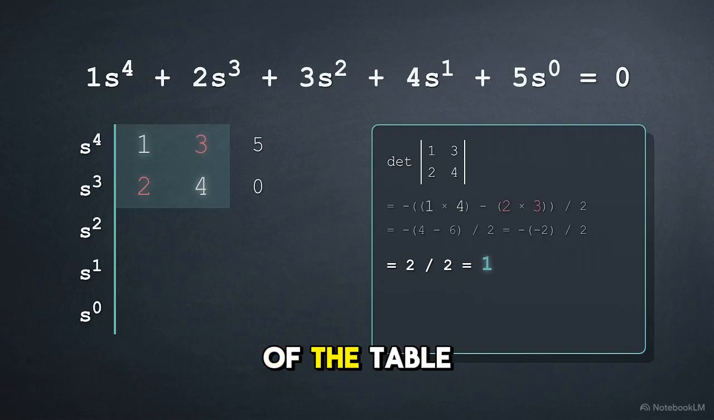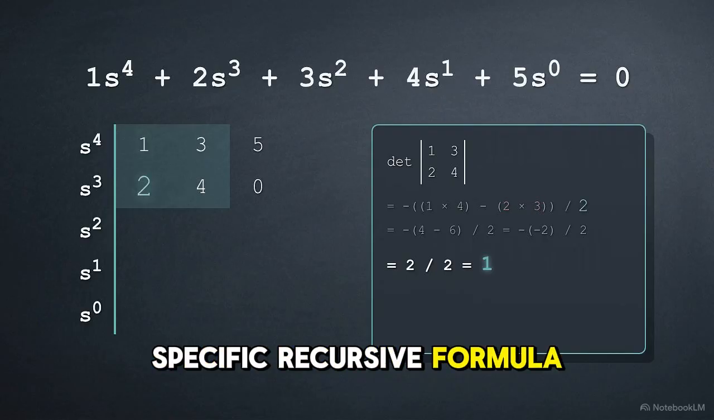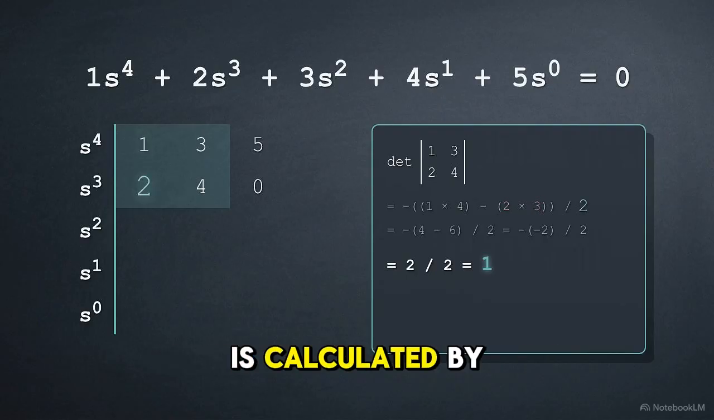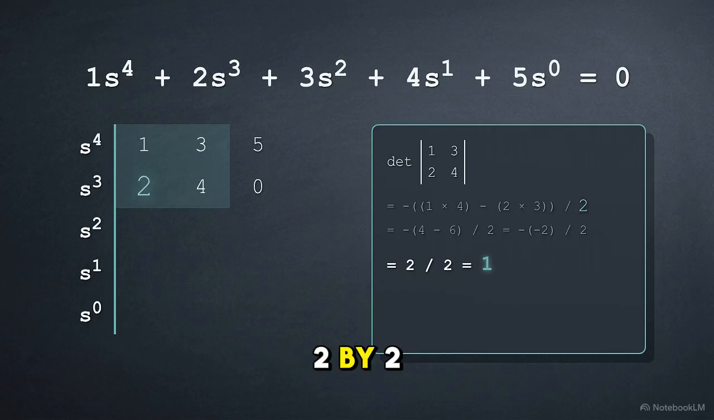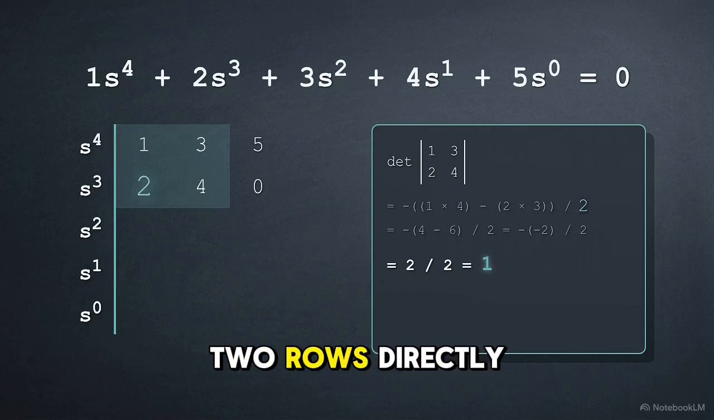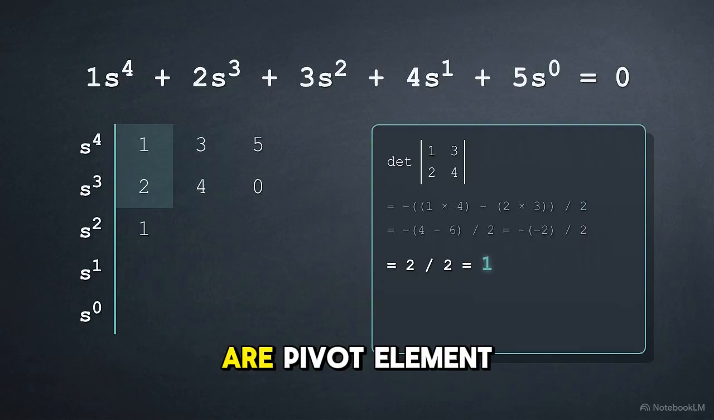To generate the rest of the table, we use a specific recursive formula. Every new element is calculated by taking the negative determinant of a 2x2 matrix formed from the two rows directly above it, and then dividing by the first element of the row immediately above it, our pivot element.